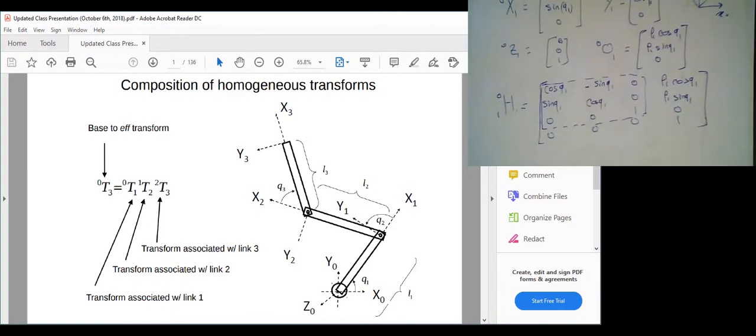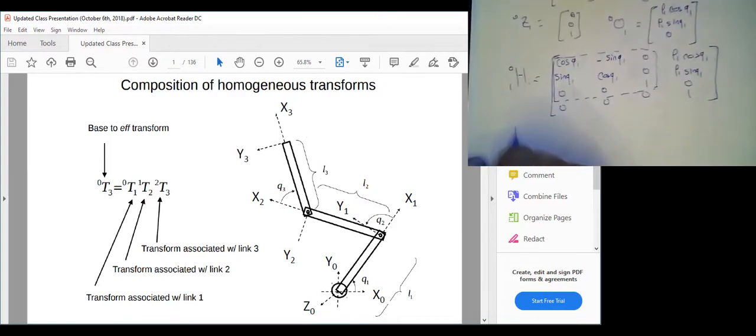In a similar manner, you can obtain the homogeneous transformation between frame 1 and frame 2, and then frame 2 and frame 3. Ultimately, you can write this whole homogeneous transformation as H03. Sometimes in our notes we use T instead of H. It's the same thing. So it's equal to H01 times H12 times H23, right?